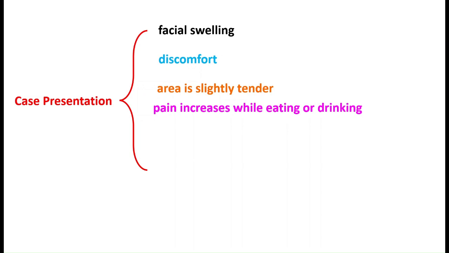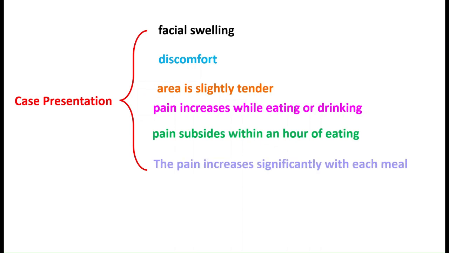Pain increases while eating or drinking because of movements of the temporomandibular joint. There is a close relation between the parotid and the temporomandibular joint. Pain subsides within an hour of eating, and the pain significantly increases with each meal. These are the simple, basic, general complaints of patients with problems of salivary gland.